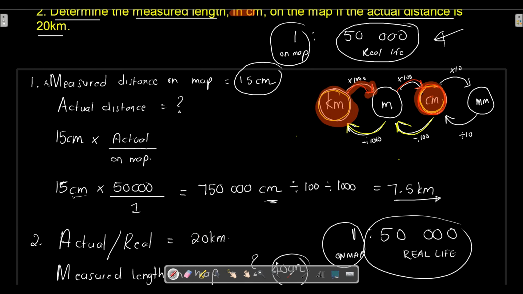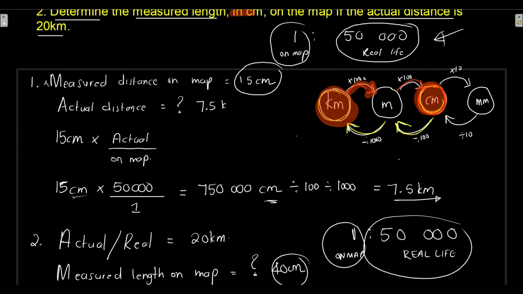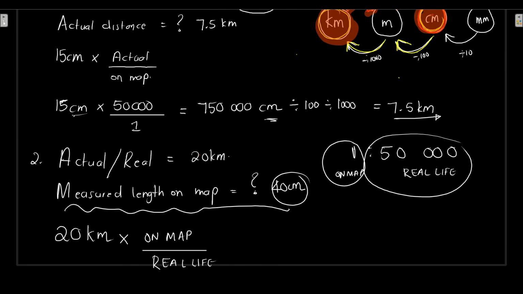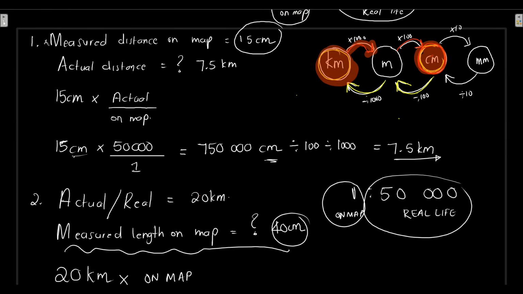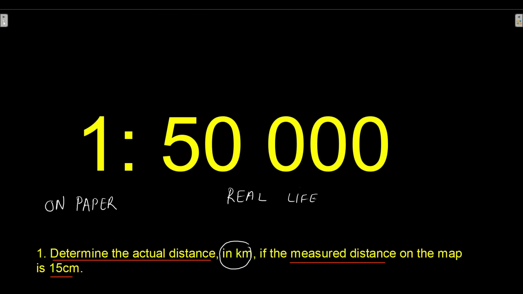For question 1, we calculated that the actual distance was 7.5 kilometers when the measured distance on the map is 15 centimeters. So the key here, guys, is to write down the information that is given to you. What is the measured distance on the map? What is the actual distance? If you're not given that value, put a question mark. Then you're going to use the number scale. The 1 represents the units on the paper, and the 50,000 in this case represents the units in real life.